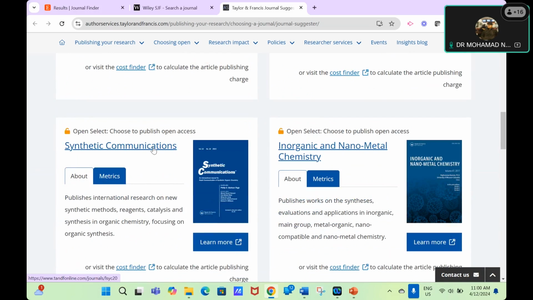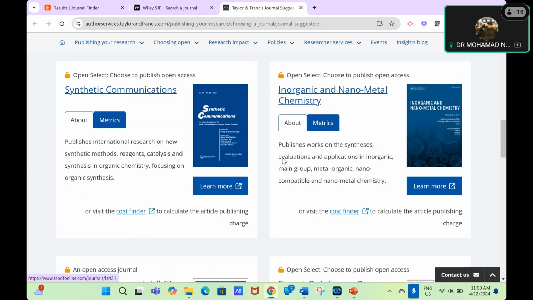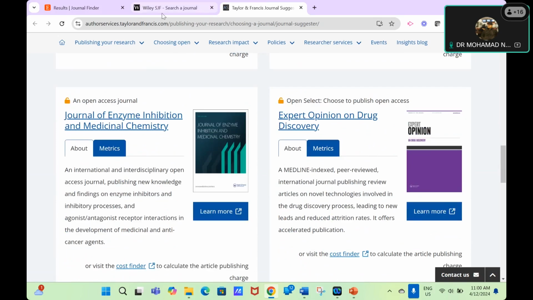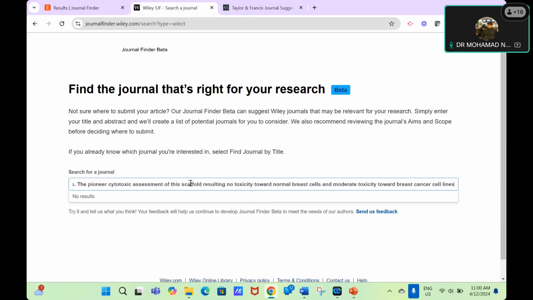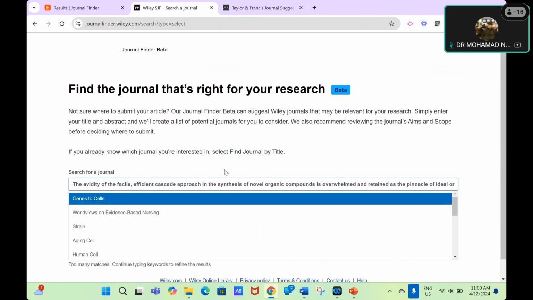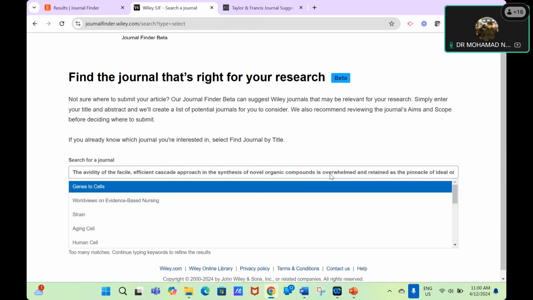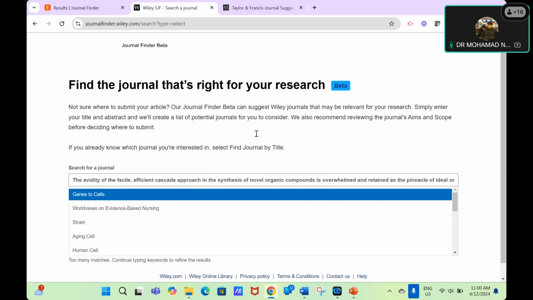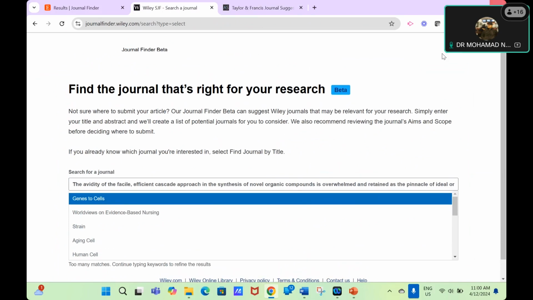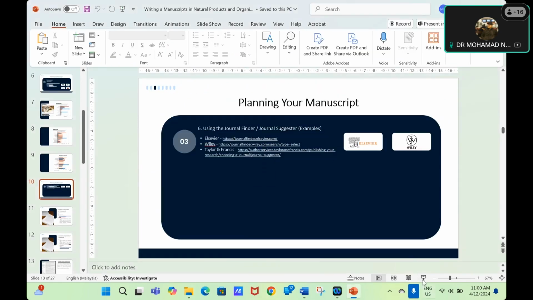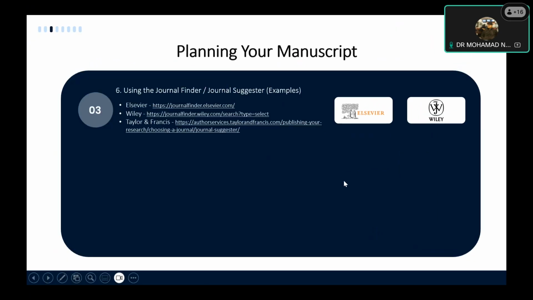Okay, this is Synthetic Communications. This is hybrid, which is you have to choose. You can choose whether you want to go by subscription or by open access. Okay, so you can explore by yourself. Okay, so I will try Wiley. No, select. Okay, so I'm sorry, I cannot make it work for this. Okay, so you can use the journal suggester for this one. It's very nice and very interesting.